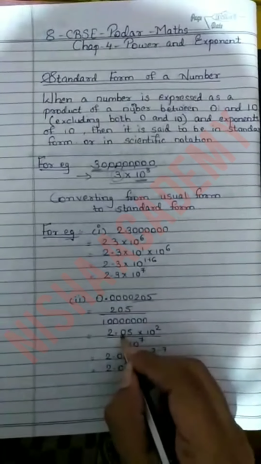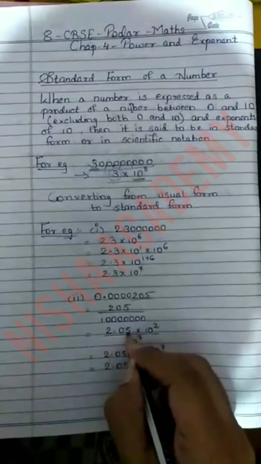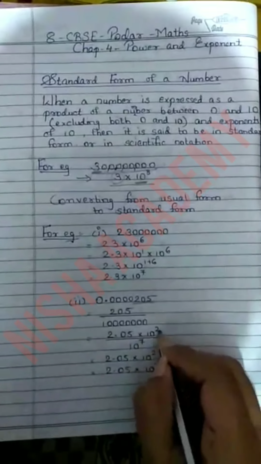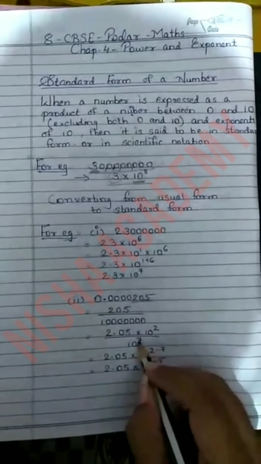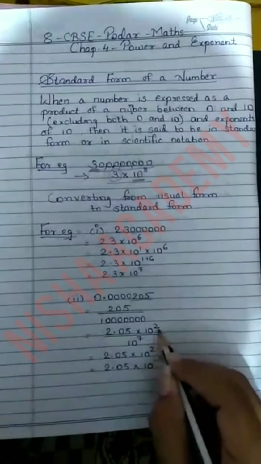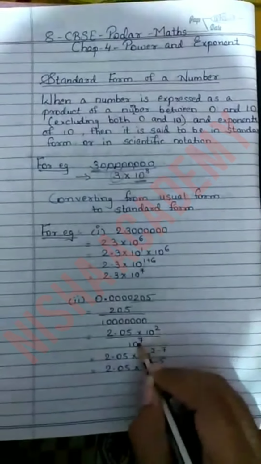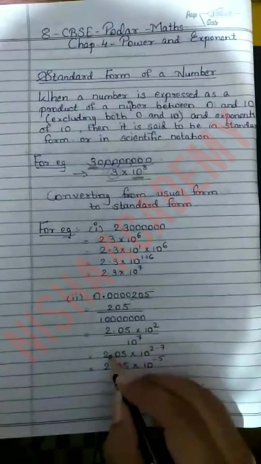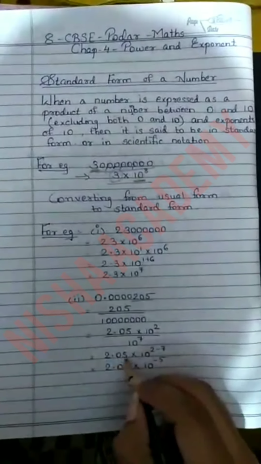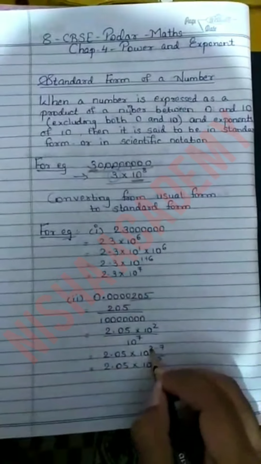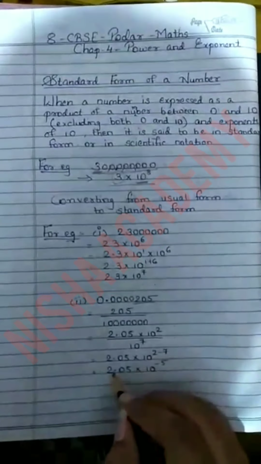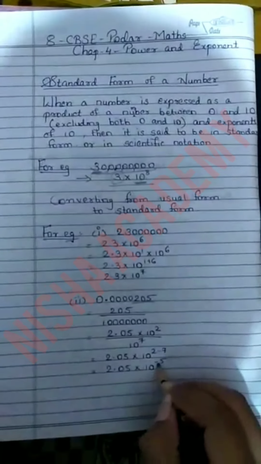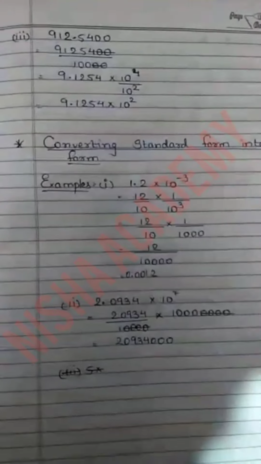Now after the point, how many digits are there? 2. So it will be multiplied by 10 raised to 2. Now here below is 10 raised to 7 and above 10 raised to 2. They are in division. In division the base is the same, so the powers will be subtracted. So it will be 2.05 into 10 raised to 2 minus 7. So this will be 2.05 into 10 raised to minus 5.